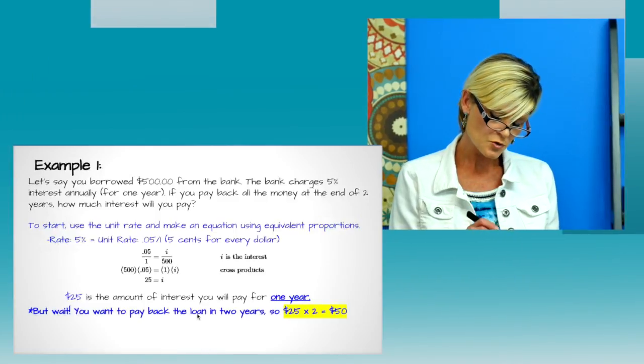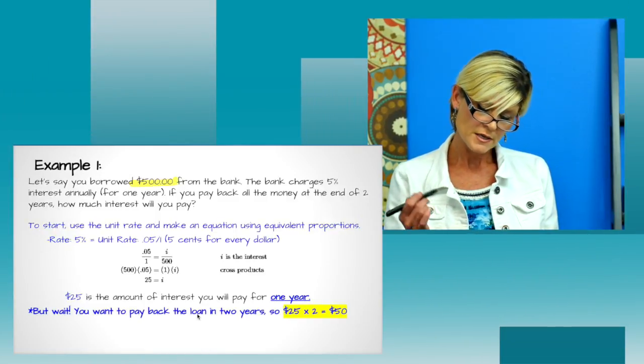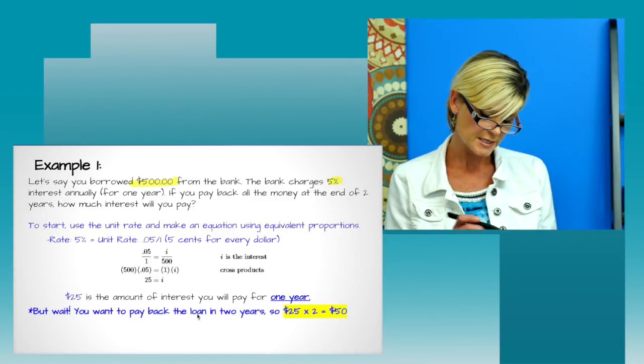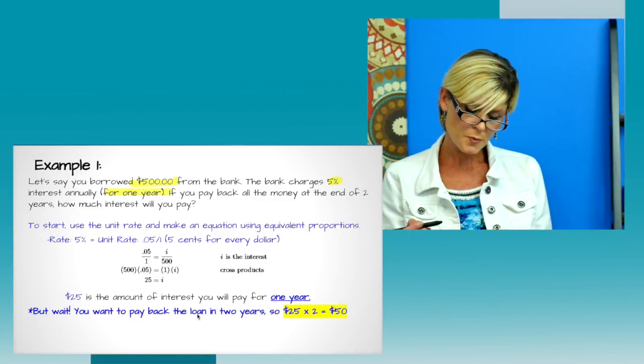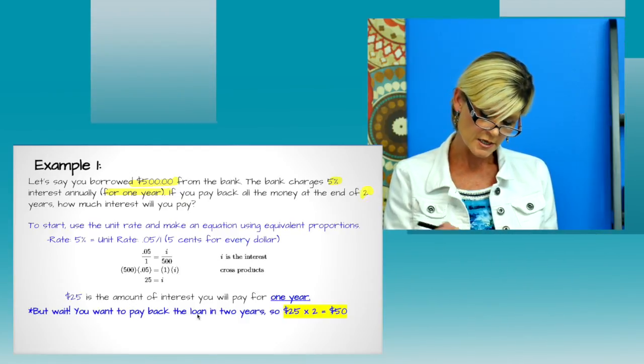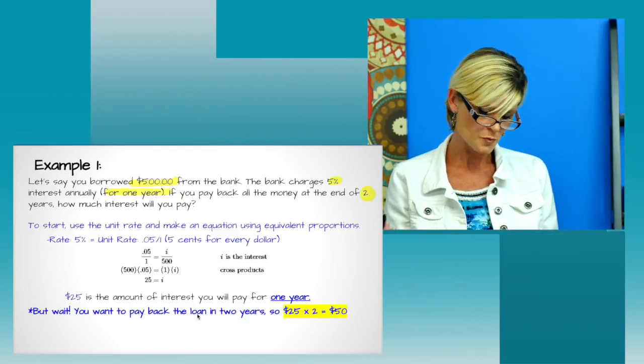Here's an example. Let's say you borrowed $500 from the bank. The bank charges 5% interest annually. Now annually means for 1 year. If you pay back all the money at the end of 2 years, how much interest will you pay?